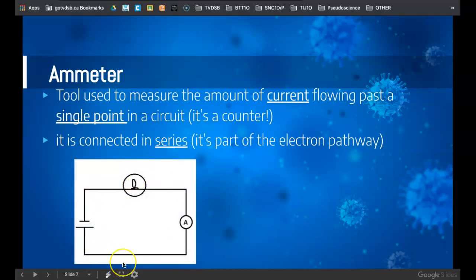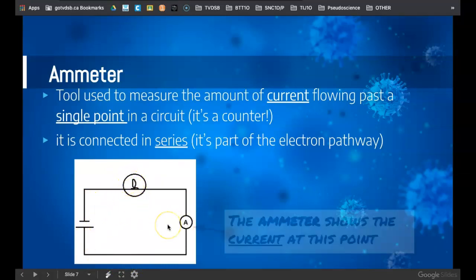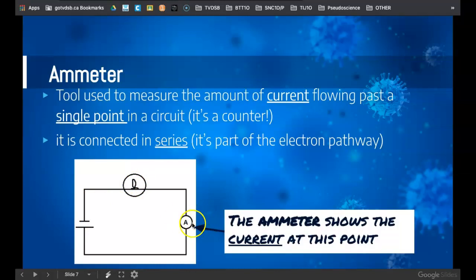So we see here's a diagram. There's our battery. Here's our light bulb, and over here is the symbol A, and that symbol A is for ammeter. All right, so that means the ammeter is going to, right here at this spot in the circuit, count exactly how many electrons pass by every second.